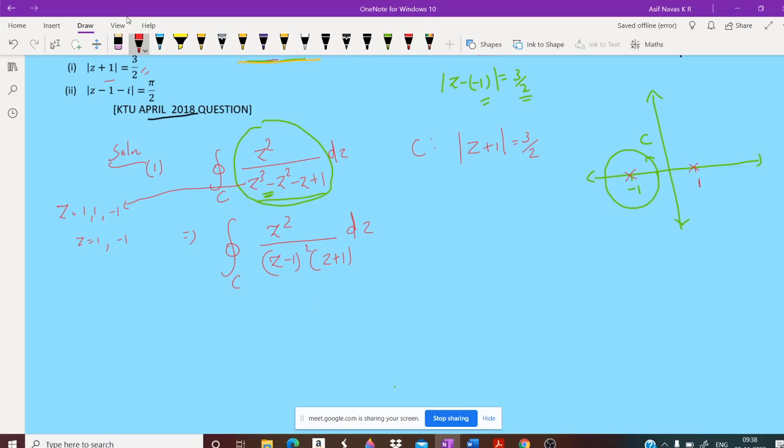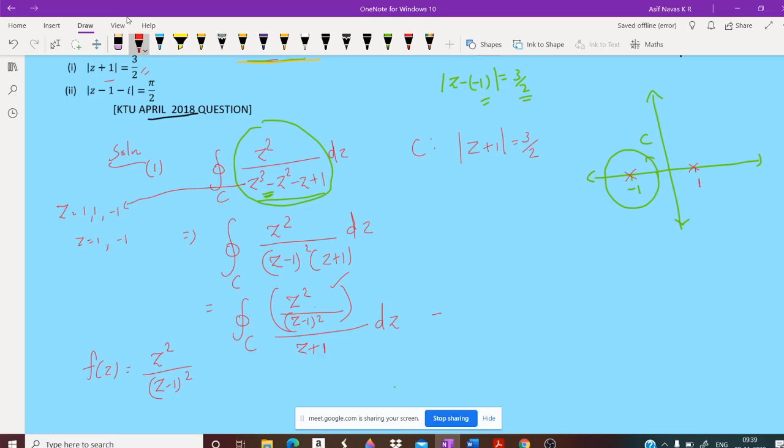So the denominator has two roots, one is minus 1 and the other one is 1. Minus 1 is inside and 1 is outside. So this can be written as the integral over C. Since 1 is outside, f of z is analytic at 1. So I am taking z minus 1 all square on the numerator, divided by z plus 1. Because 1 is outside, this is analytic. Now here f of z, the numerator part, is z square divided by z minus 1 all square.